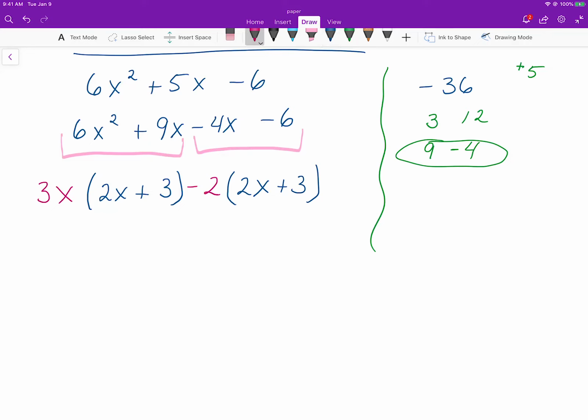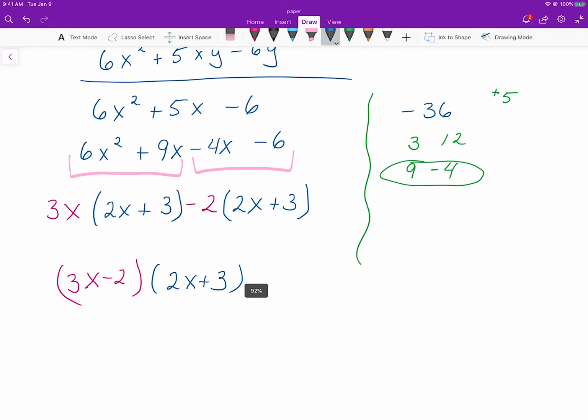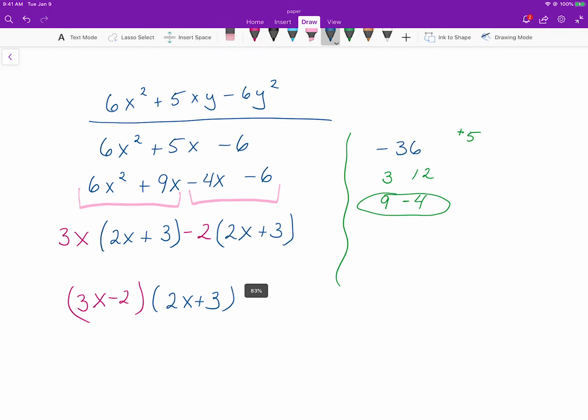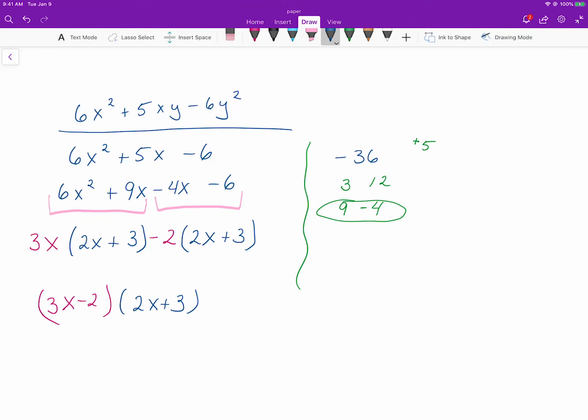So now for factor by grouping, I have 3x minus 2 and the 2x plus 3, that will be the factors of the new problem I just wrote. So that's a review of factoring in general. But I'm making this smaller because that wasn't the actual problem that we started with.